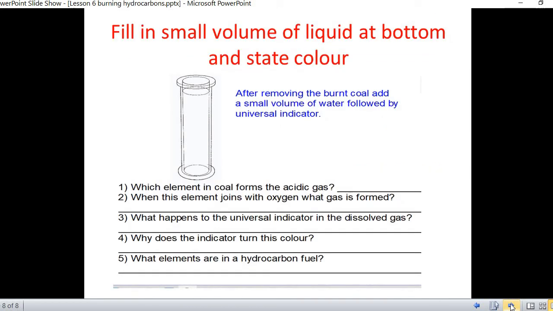And then I want you to fill in the small volume of liquid at the bottom and state the colour, because after you've removed the burnt coal, add a small volume of water followed by universal indicator, and you should see on the video what colour it goes. And then you should be able to answer those questions underneath.